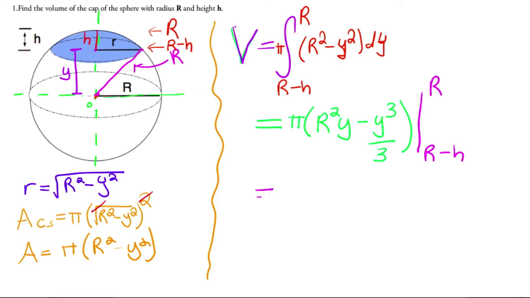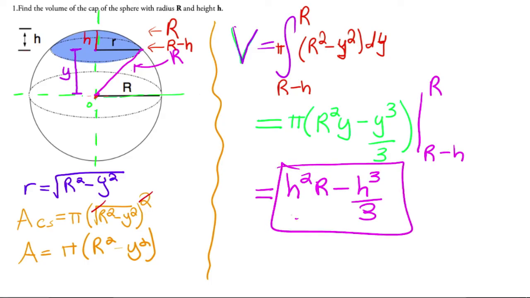And so when all is said and done here, you're going to get h squared R minus h cubed over 3. And that's it. I almost forgot, times, of course, pi. Okay, and then that's it.